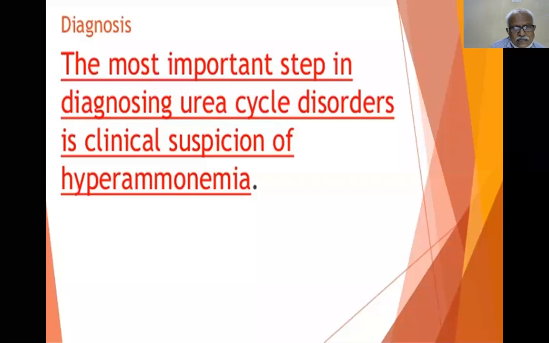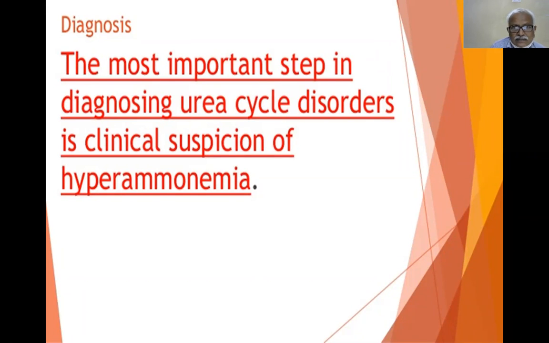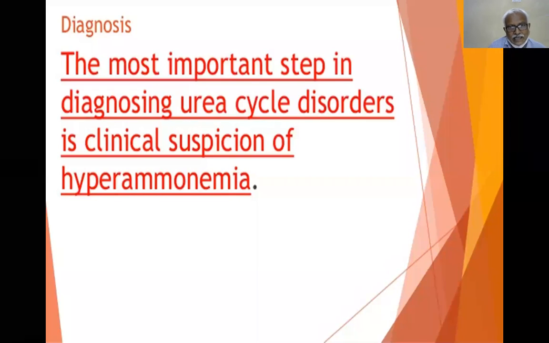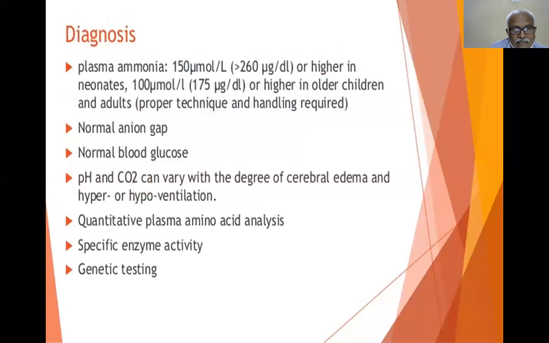Now diagnosis. The most important step in diagnosing urea cycle disorders is clinical suspicion of hyperammonemia. So the most important step in diagnosing urea cycle disorders is clinical suspicion of hyperammonemia.